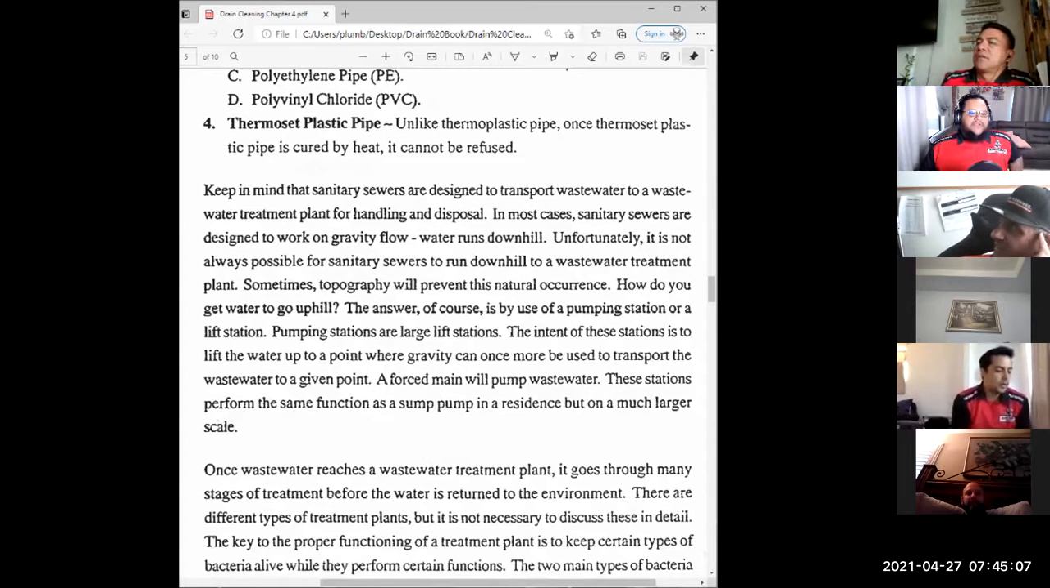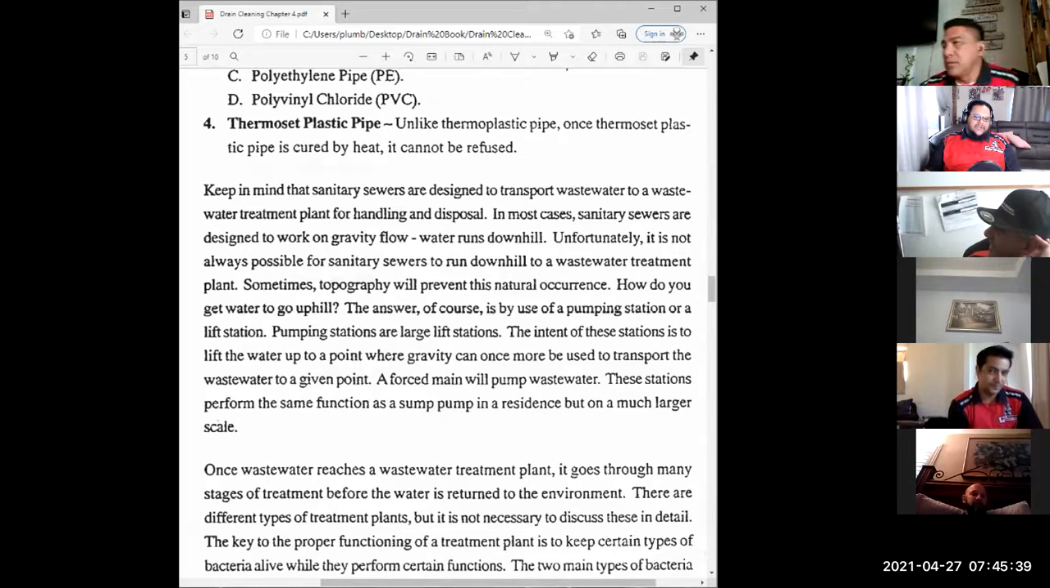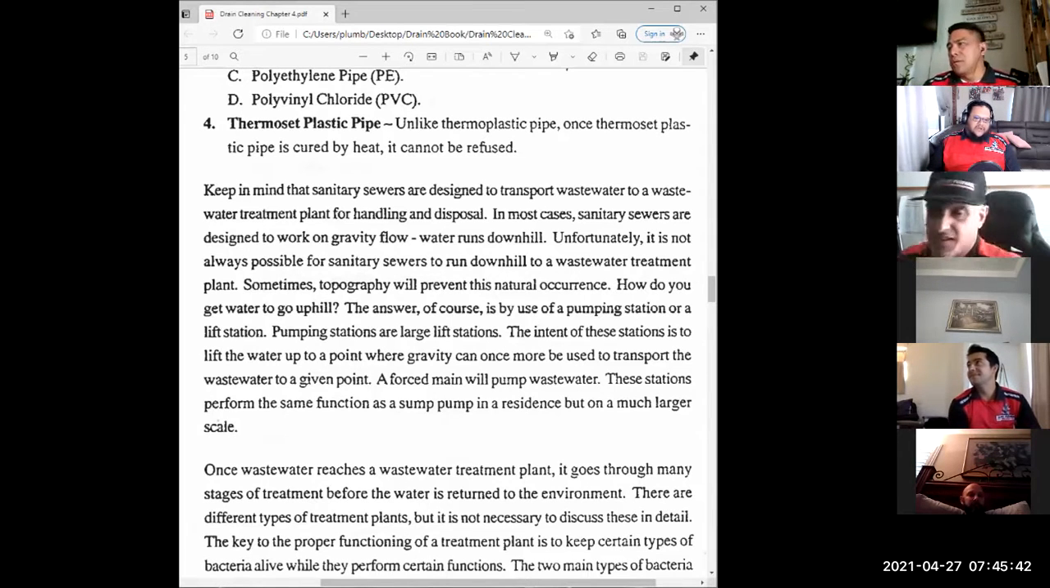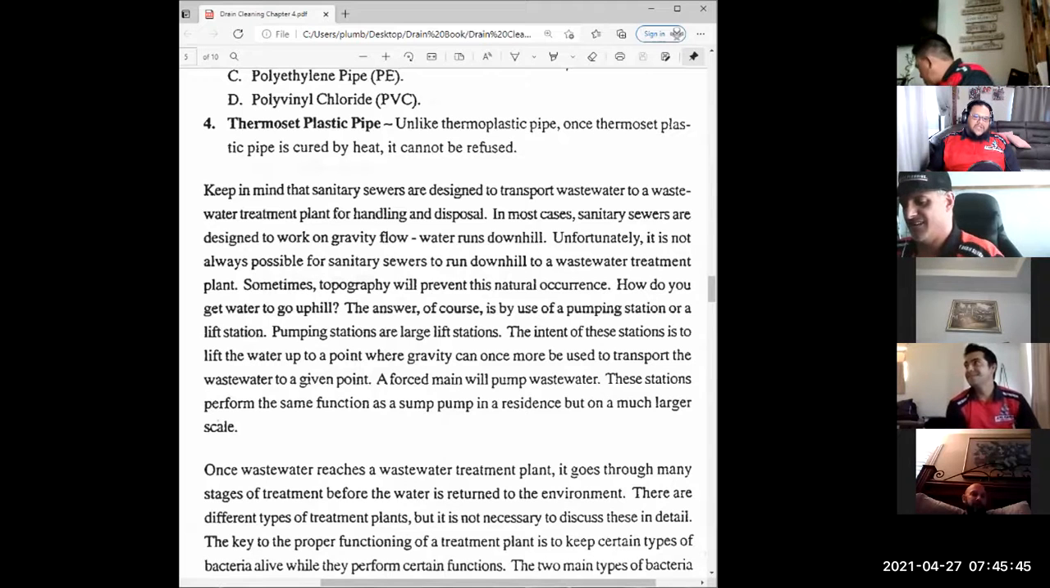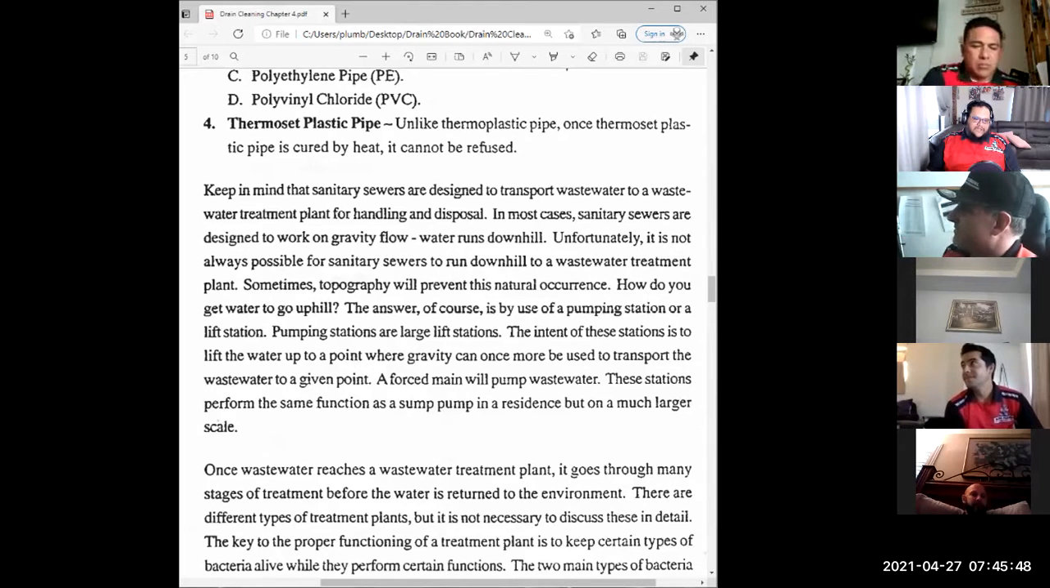So keep in mind, sanitary sewers are designed to transport wastewater to the wastewater treatment plant for handling and disposal. In most cases, sanitary sewers are designed to work on gravity flow. Water runs downhill. Unfortunately, it is not always possible for sanitary sewers to run downhill to a wastewater treatment plant. Sometimes topography will prevent this natural occurrence. How do you get water to go uphill? The answer, of course, is by using a pumping station or a lift station. Pumping stations are large lift stations. The intent of the station is to lift the water up to a point where gravity can once more be used to transport the wastewater to a given point.